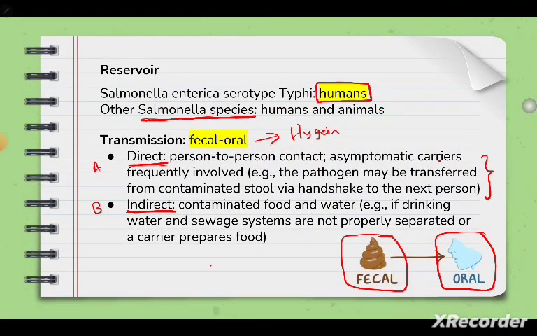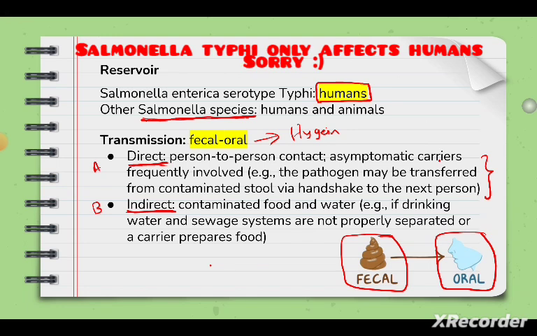If we come to more details about Salmonella, the first is the reservoir. For Salmonella typhi, humans are the only reservoir. So don't expect to catch the disease from animals, for example. And this is important because, compared to other types of Salmonella species, where infection can occur from animals and humans, Salmonella typhi only affects humans.